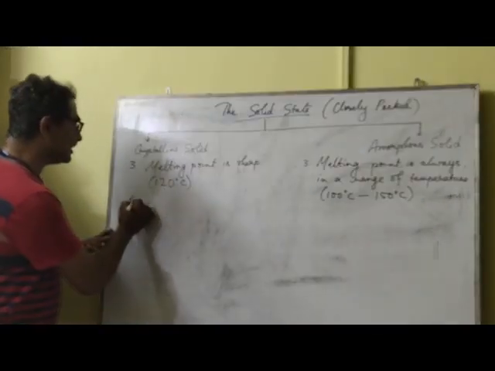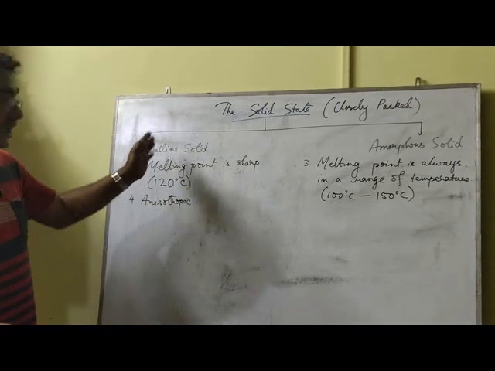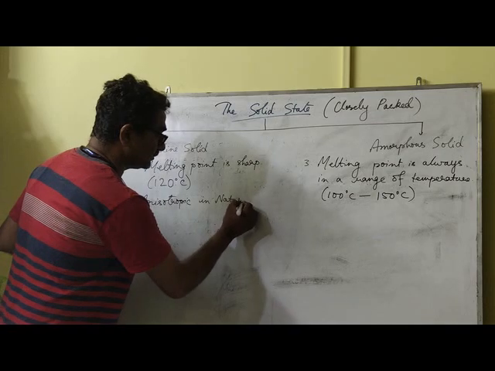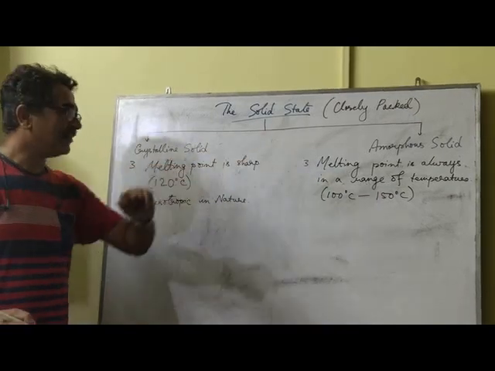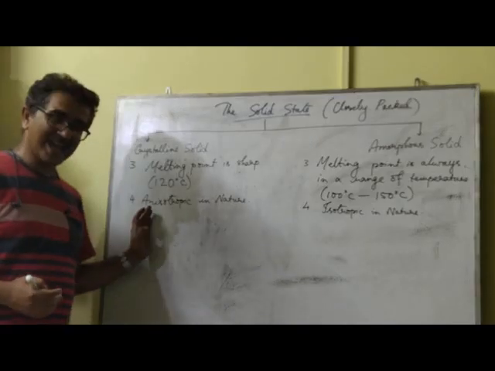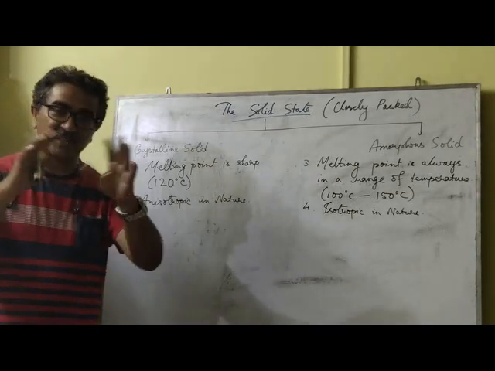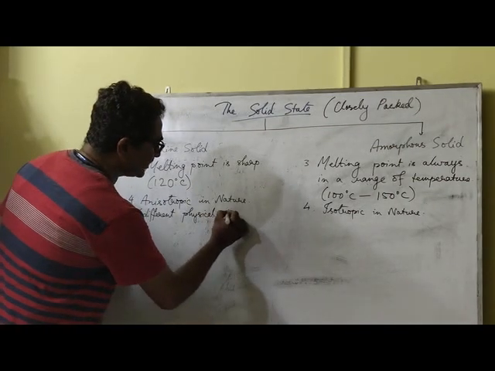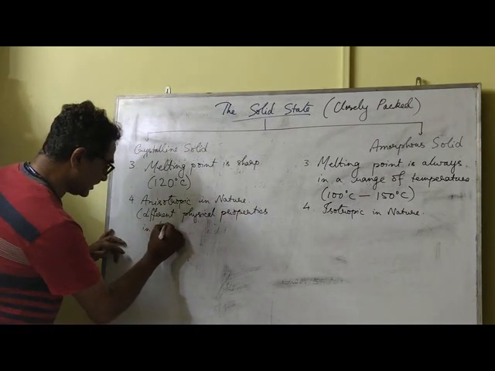The next characteristic is that crystalline solids are anisotropic in nature. I'll tell you the meaning of this, do not worry about it. Amorphous solids are isotropic in nature. When I say anisotropic in nature, that means it has different physical properties in different directions.